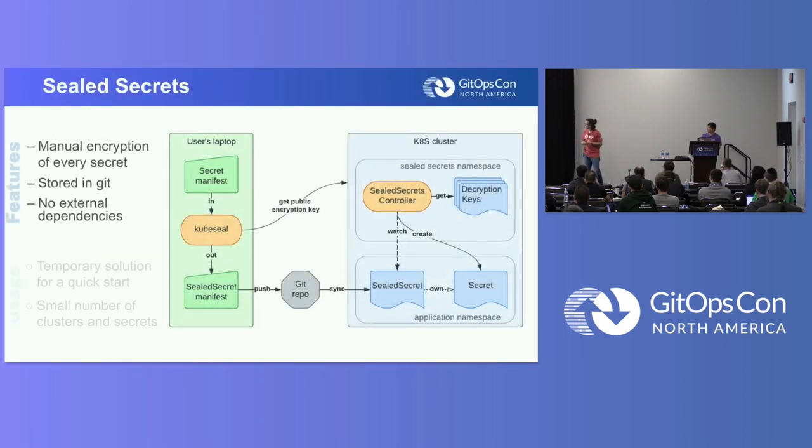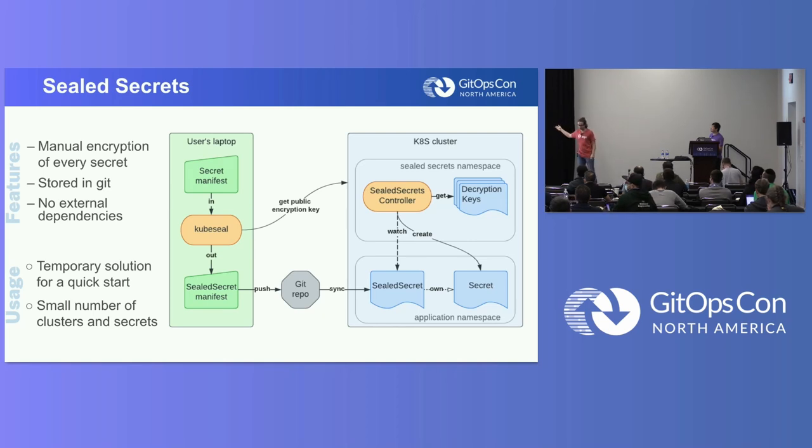So first solution: Sealed Secrets. Two parts. First part is the kubeseal command line tool. You encrypt your secrets with the command line tool. And the second part is the Sealed Secrets controller. You decrypt stuff with the Sealed Secrets controller. That's basically it. That's not rocket science. You encrypt there, decrypt here. It uses custom resources, so you need to install CRDs in your cluster.